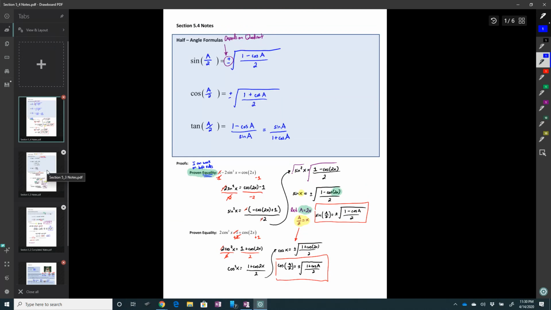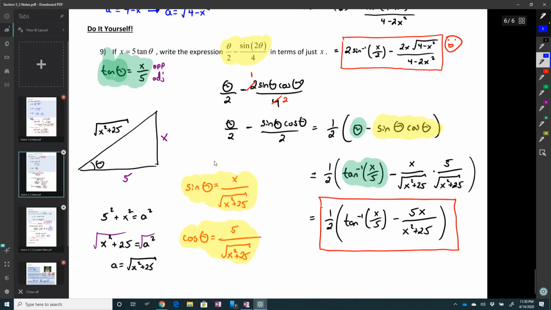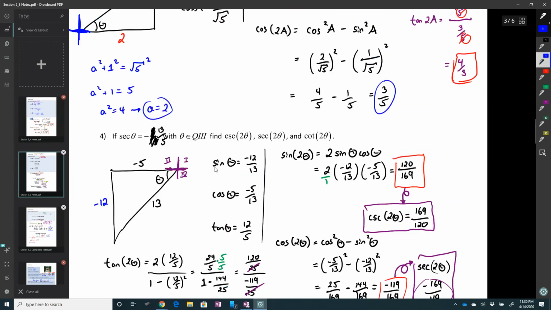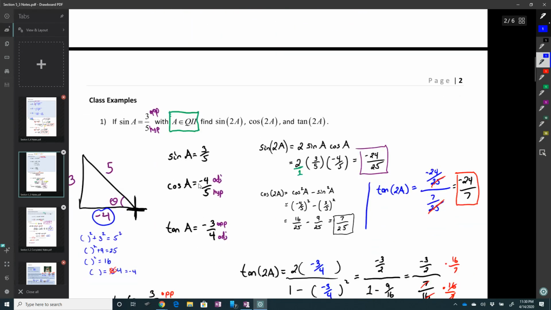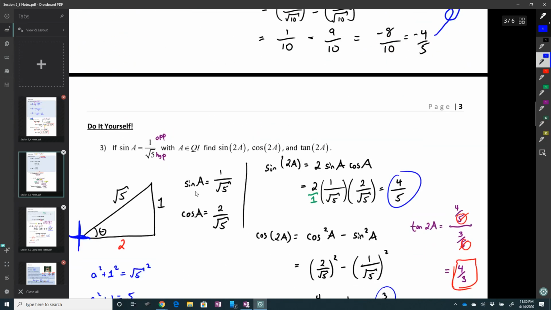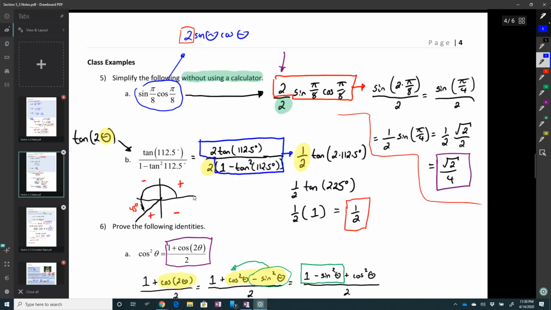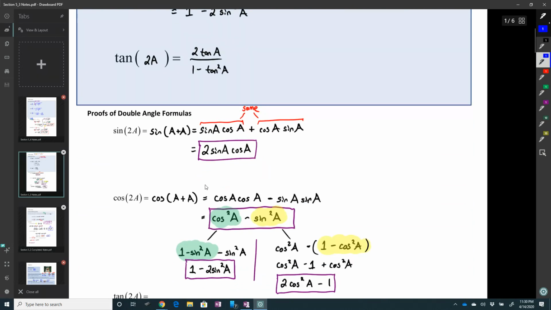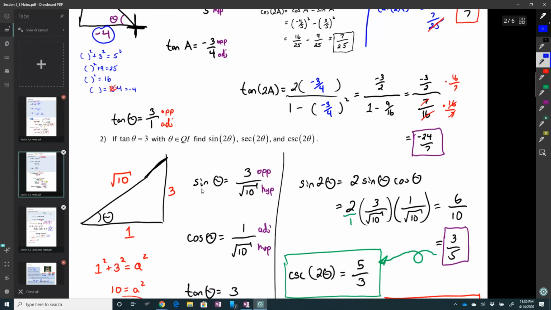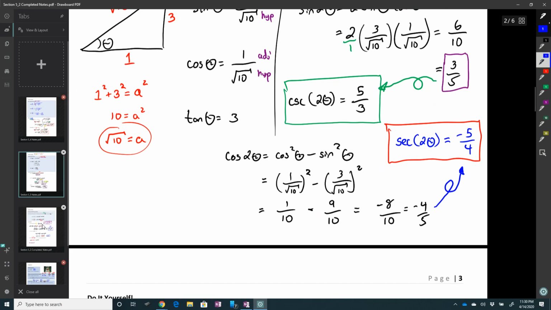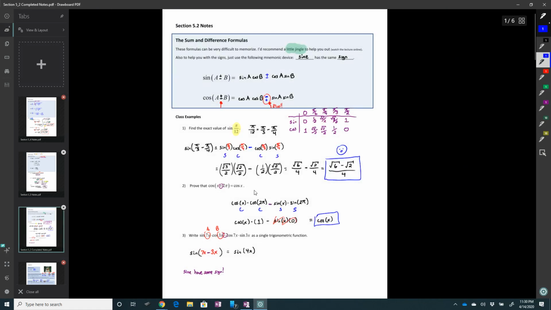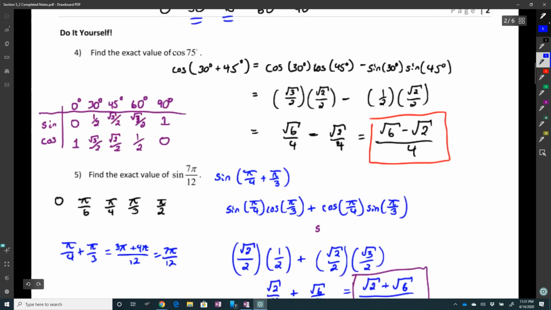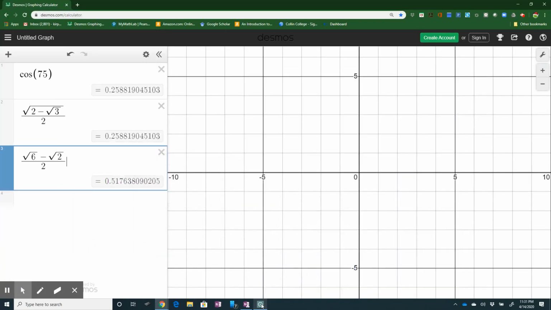Oh, there it is. So in 5.3, we did a very similar problem. And notice that we did it with, it was one of the very first ones we did, double angle formulas. 5.2. There it is. So we did the same thing, and we got square root of 6 minus square root of 2 over 4. This is in 5.2. And it's the same answer. It's different ways to come up with the same answer.